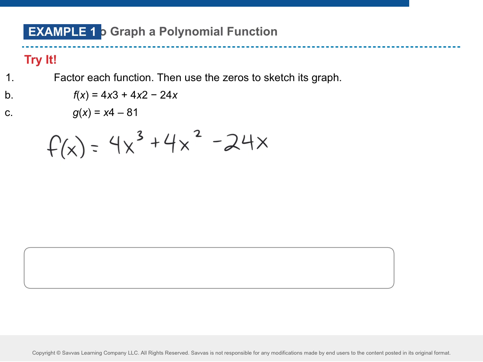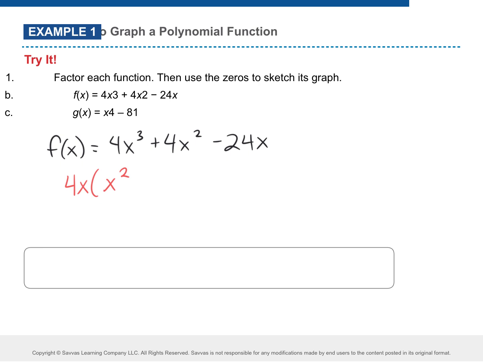Do those three terms have anything in common? 4. Does everyone agree they have a 4 in common? What else do they have in common? An x. Good. Now I'm going to take it out. I'm going to divide it out. Starting with this one, what's 4 divided by 4? 1. What's x cubed divided by x to the first? Think 3 minus 1. x squared.